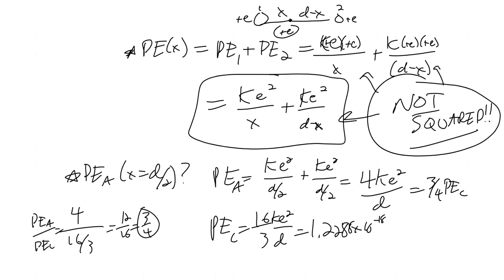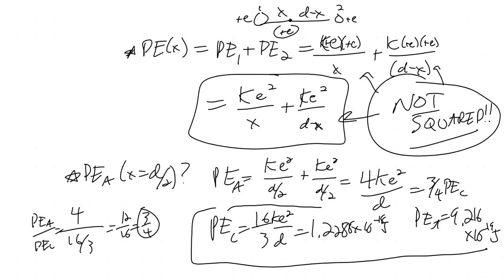So PE at point A will be 3/4 of that, which ends up being 9.216 times 10 to the negative 19 joules. So now we have our two potential energies. And obviously we can do this at any point, but the reason I did these two is because we can use this.